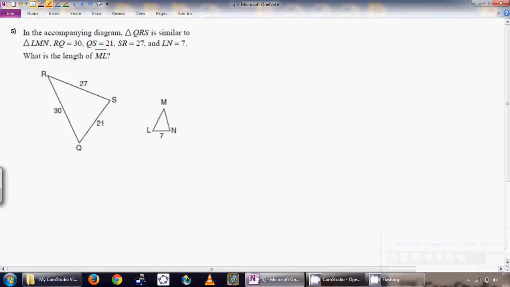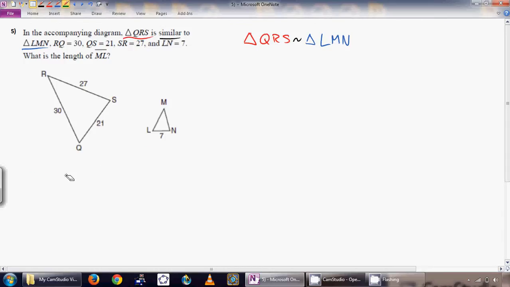Alrighty, problem number 5. It reads, in the accompanying diagram, triangle QRS is similar to triangle LMN, okay? And then it gives me a bunch of lengths, which they've already filled in. And the reason why I'm writing that out is, you see how the triangle on the left is rotated? It's not facing the same way, so we've got to figure out how we can redraw QRS so that it matches up with LMN.